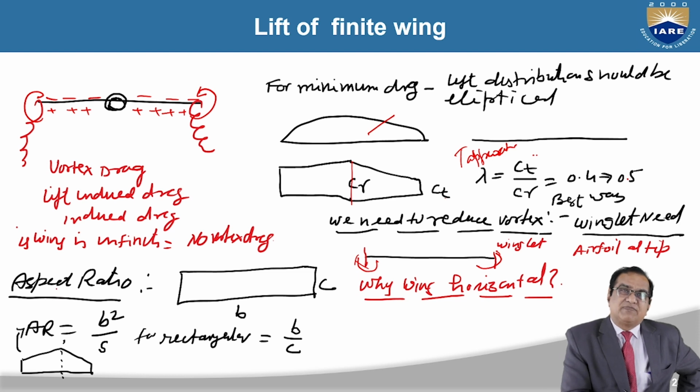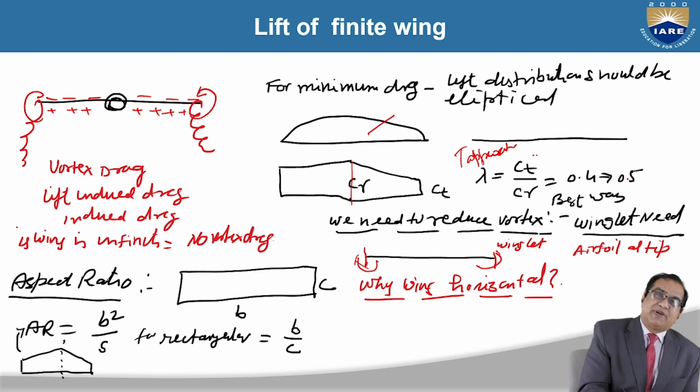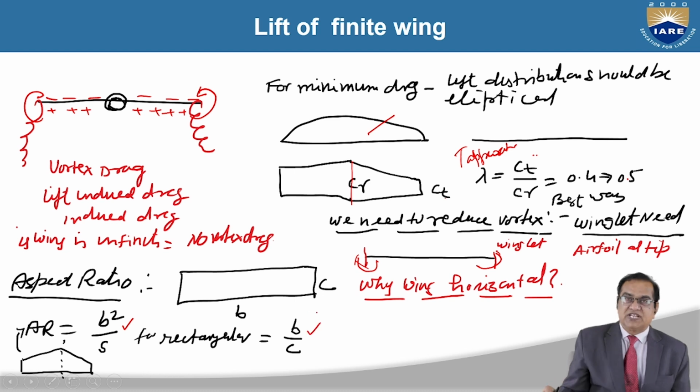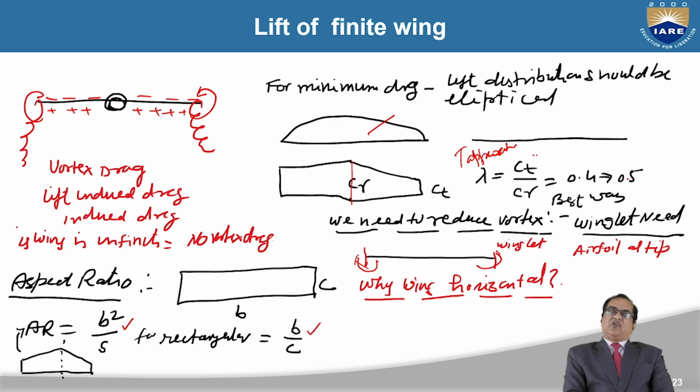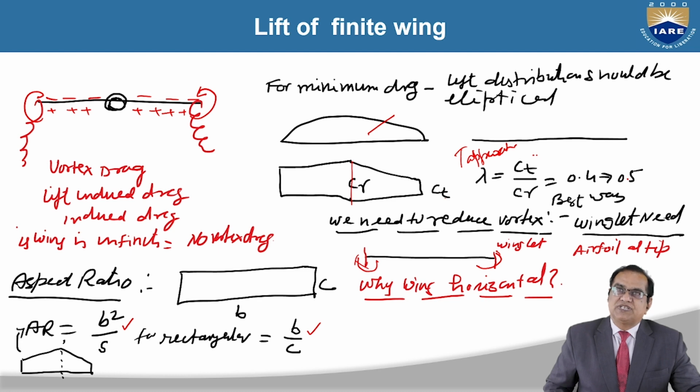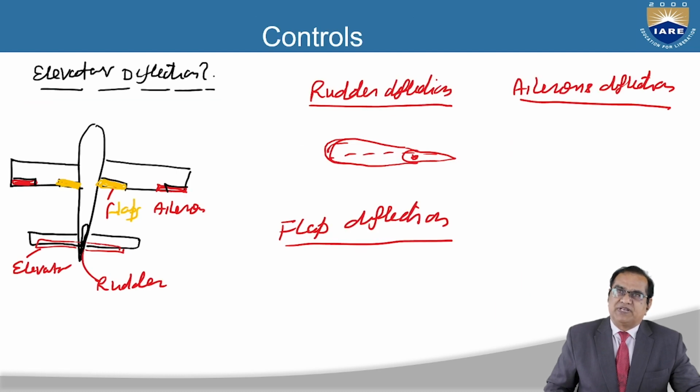So in this we need another aspect called aspect ratio, and aspect ratio is defined as the span by the chord for a rectangular wing, but for another wing it is b square by s, where b is the span and s is the area. So these are the equations for the aspect ratio, and the aspect ratio is useful for the prediction of the drag. Everywhere this aspect ratio will be used, especially for induced drag. Aspect ratio is one of the very important parameters.